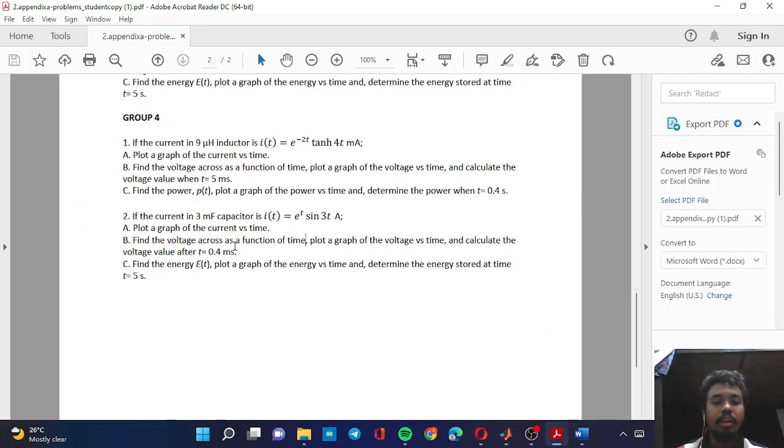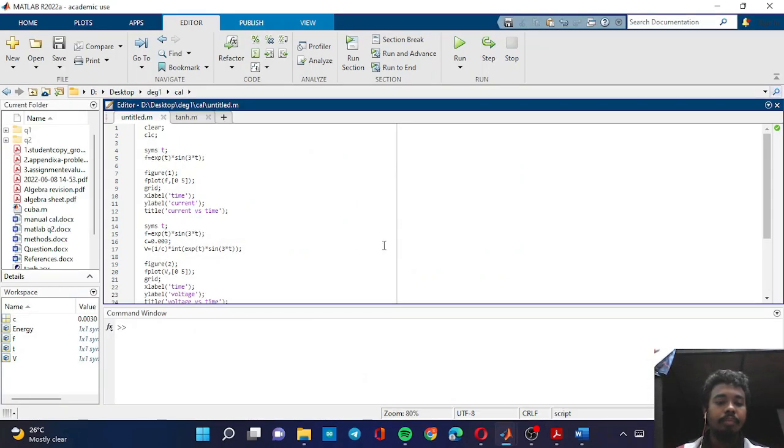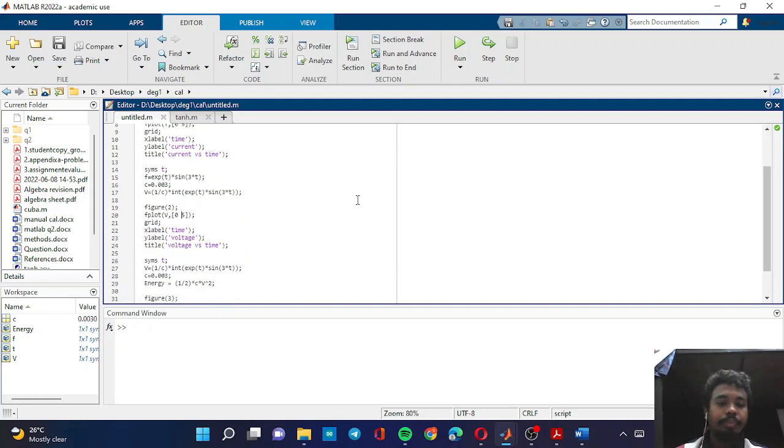It asks to find the voltage across the capacitor as a function of time, plot a graph of the voltage versus time, and calculate the voltage value after t equals 0.4 ms. So I can use 0.5 ms because it asks for after t equals 0.4 ms. I already did the coding, and this is the coding for question 2b. This is the equation for current and the capacitance value 0.003.